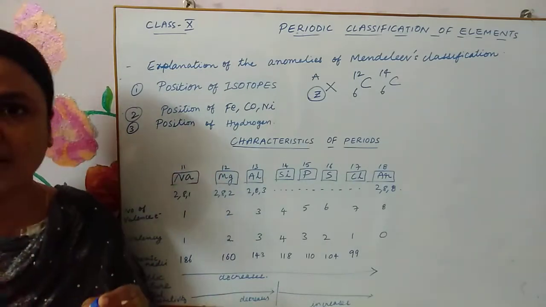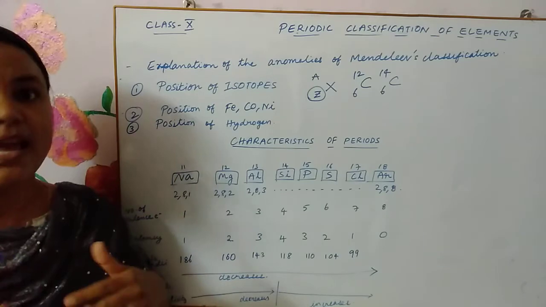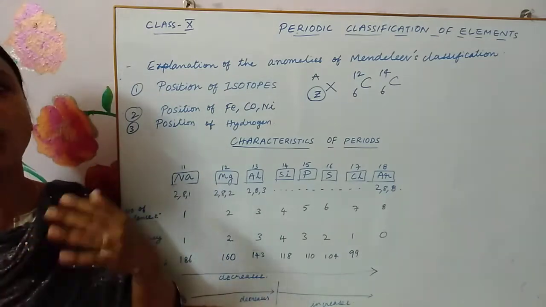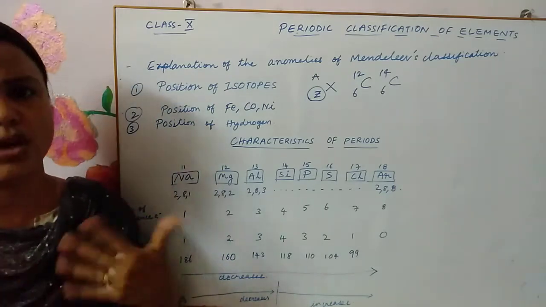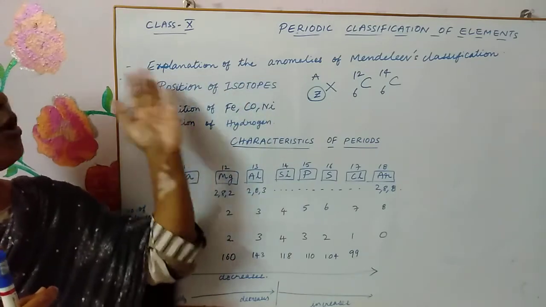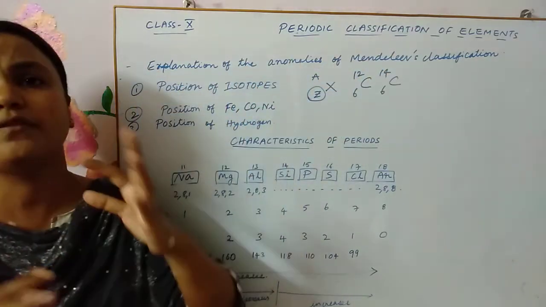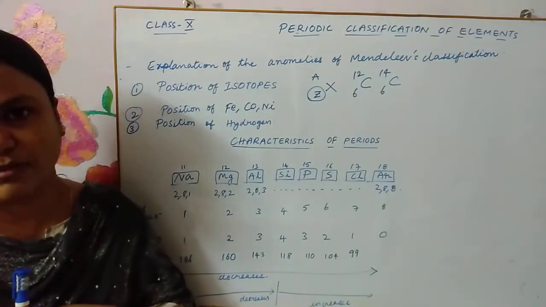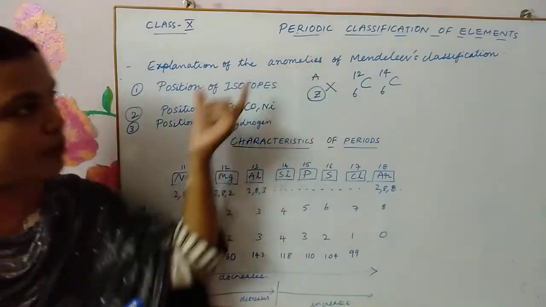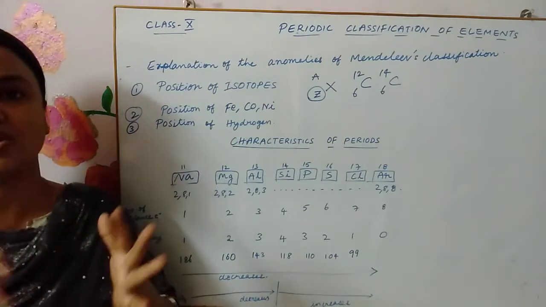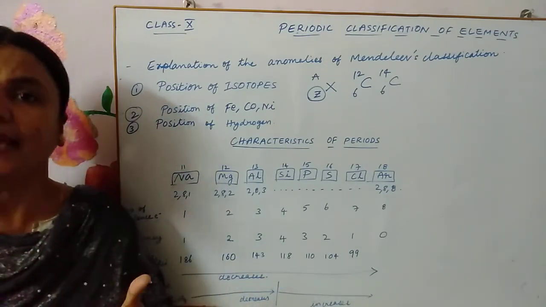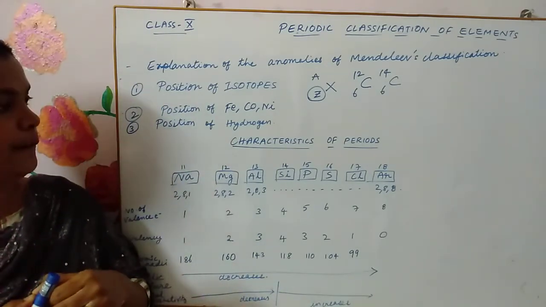So hope you understood this. If you don't understand, please repeat and try to frame answers on your own. Just pose questions on your own, like, what are the different anomalies of Mendeleev's which were overcome by the long form of periodic table? Here you have to write the anomalies of Mendeleev's and the explanation of how each is overcome or explained by the long form of periodic table.